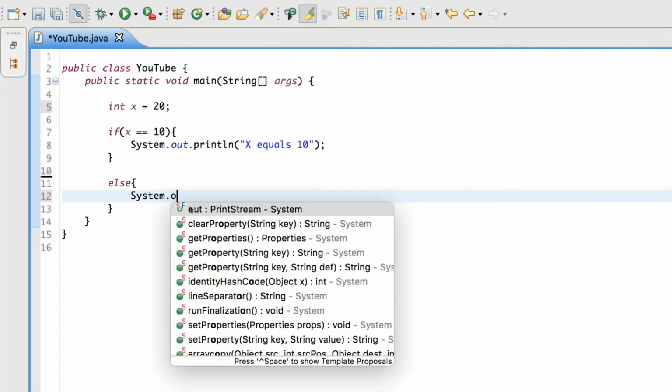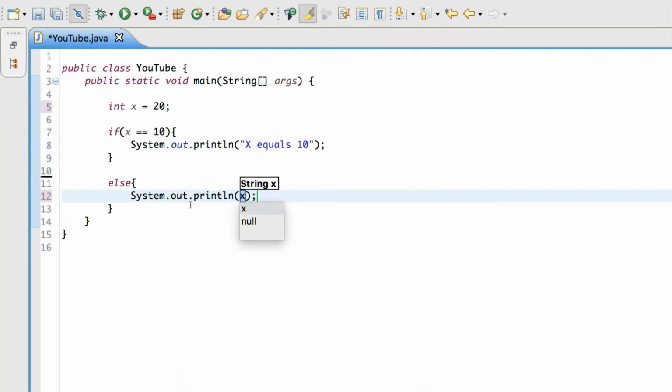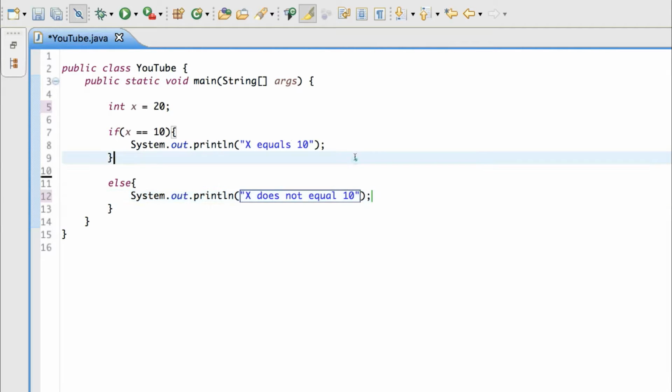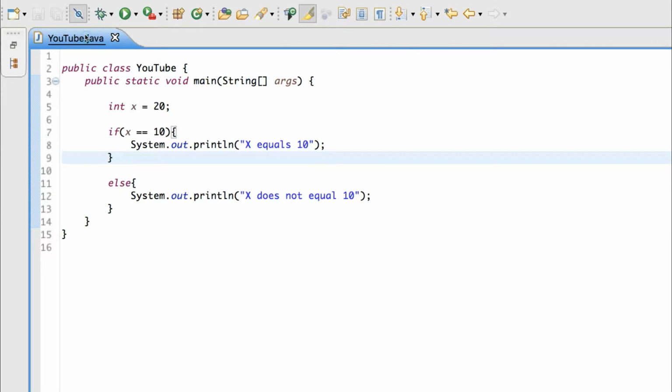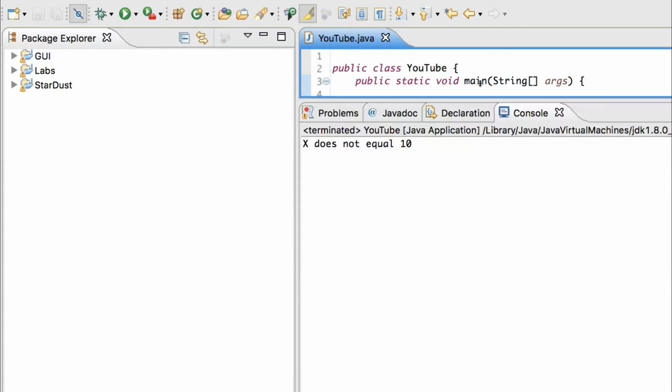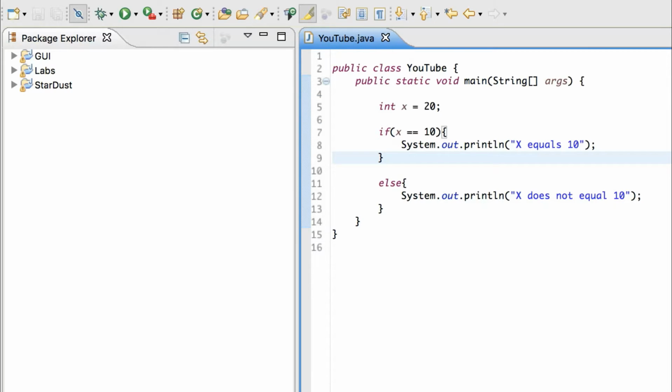So we can say system.out.println x does not equal 10. And we can go ahead and run this. Since we know that x equals 20, it prints x does not equal 10.